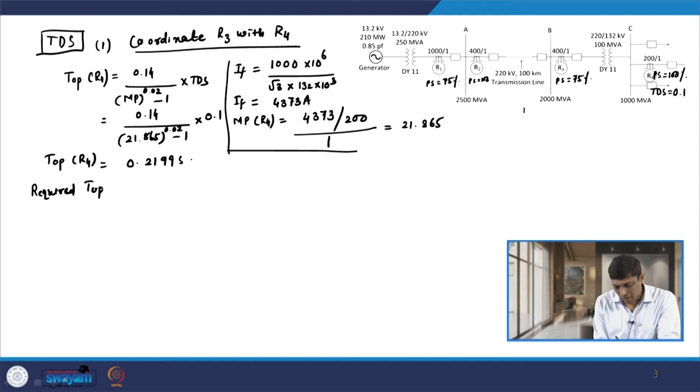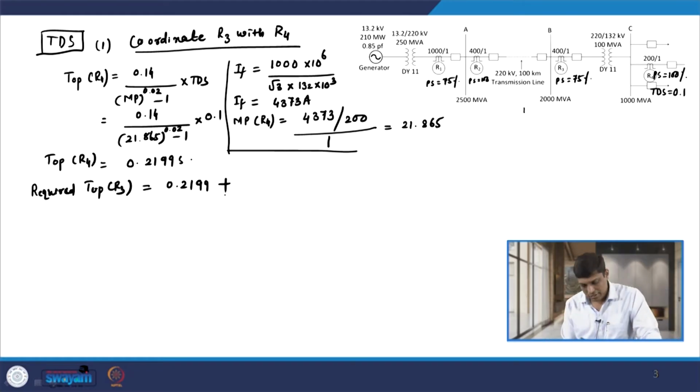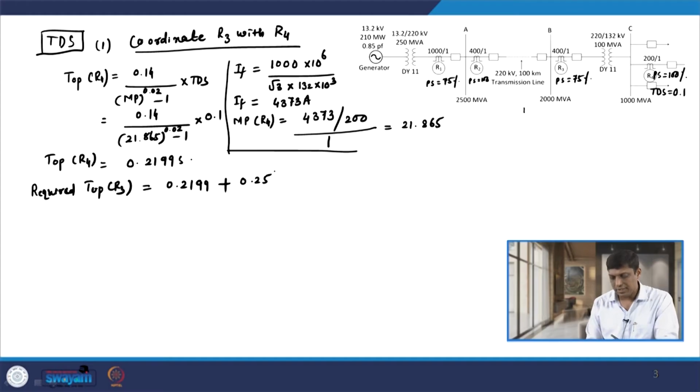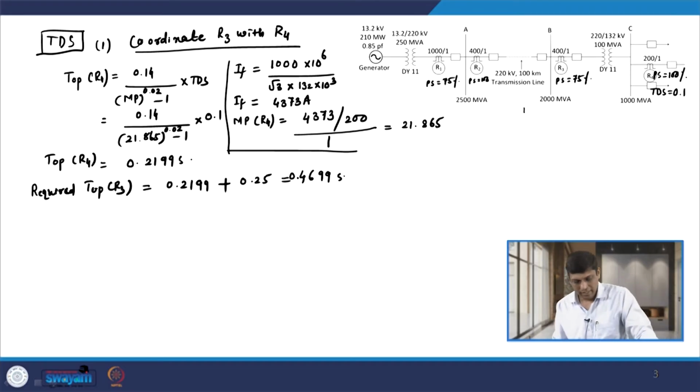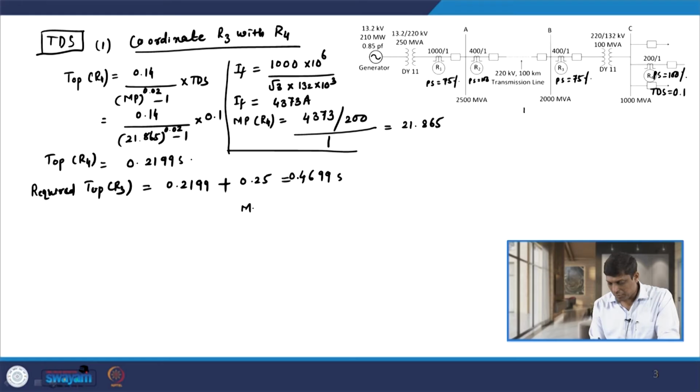So, the required time of operation of relay R3 is 0.2199 second plus the minimum coordination time margin, let us say 0.25 second. The final value is 0.4699 second. So, this is the required time of operation of relay R3. Now, for this same value of fault current, that is 4373 ampere, let us calculate the multiple of pickup current for relay R3.